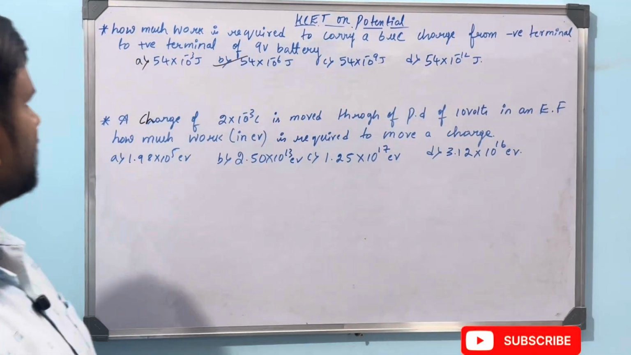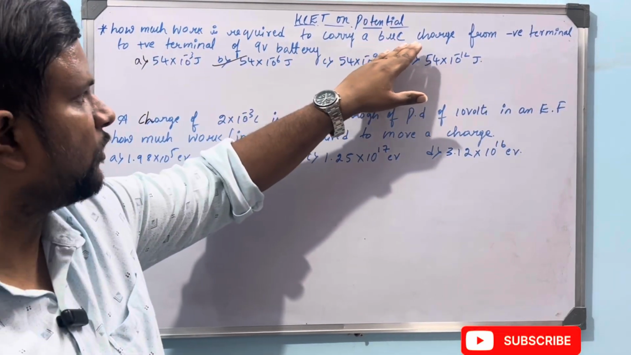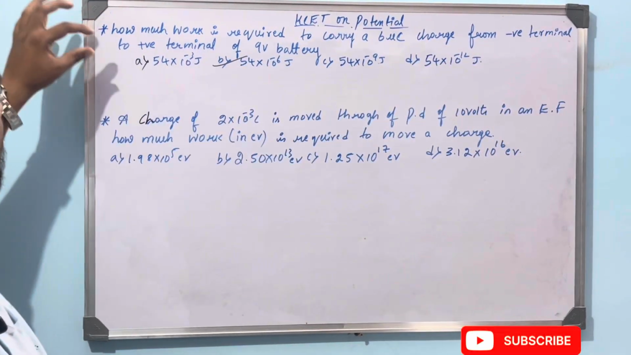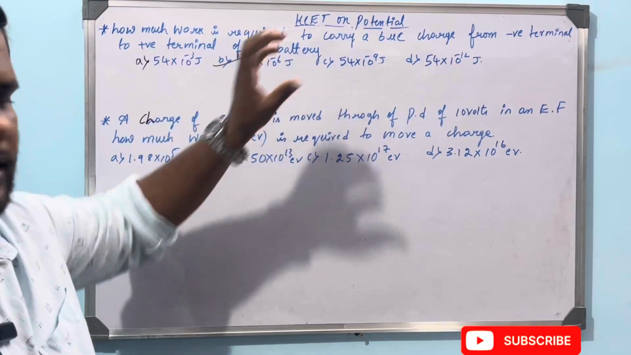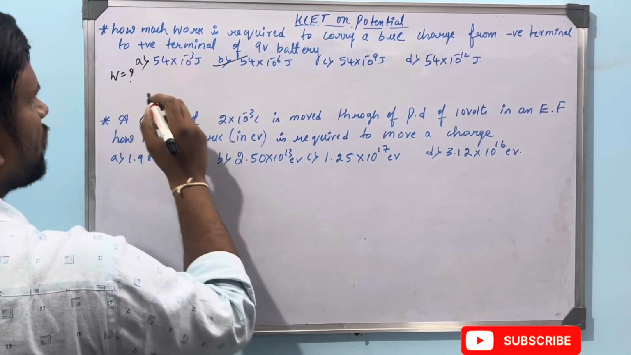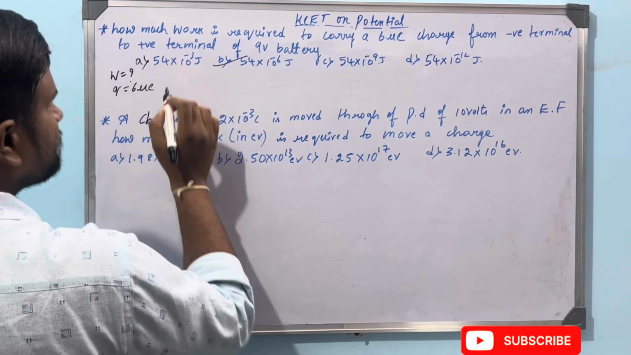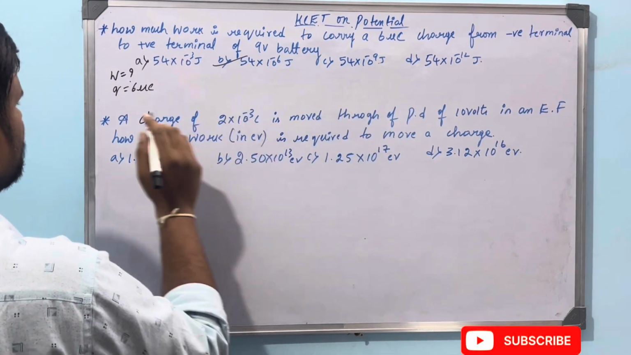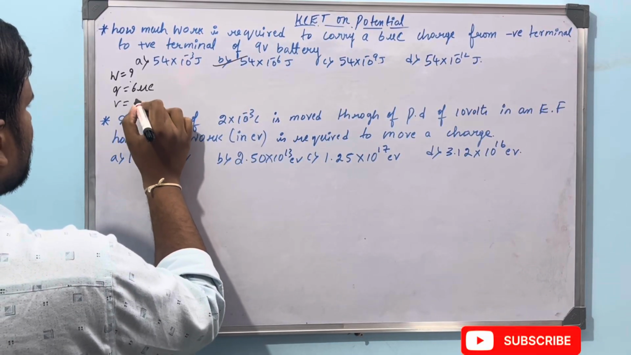Now the next numerical: how much work is required to carry a 6 microcoulomb charge from the negative terminal to the positive terminal of a 9 volt battery? Here I need to calculate the work done. The charge is given as 6 microcoulomb, from negative terminal to positive terminal, of a 9 volt battery, which means the voltage is 9 volt.